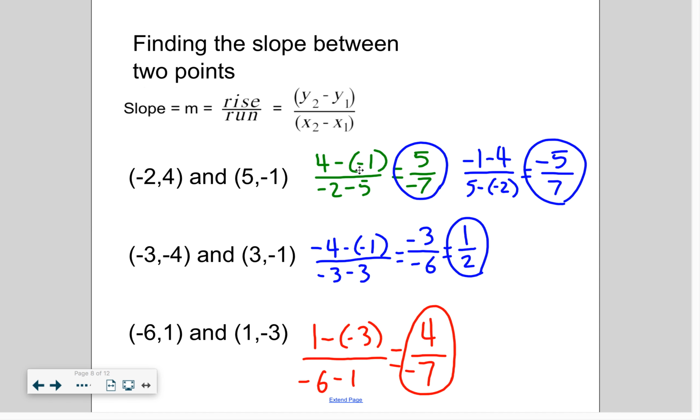Okay? Down here, I showed you again, you subtract your y values, you subtract your x values, you get negative 3 over negative 6, you get 1/2. Again, you could do negative 1 minus negative 4 and 3 minus negative 3. It'll get you the same answer. And down here, likewise, you can pause the video and see what I did there if you want to. But I'm going to keep going on.